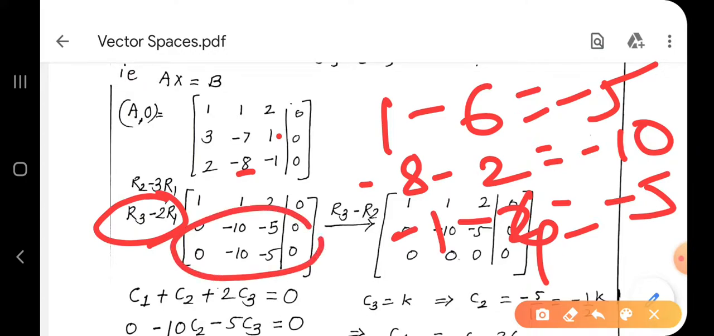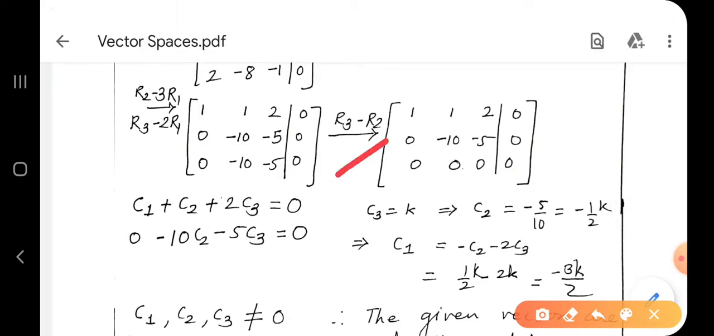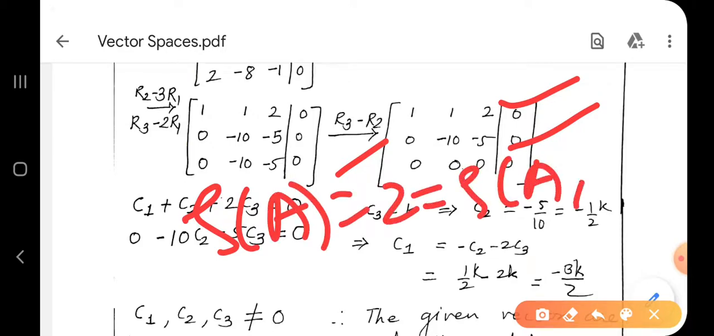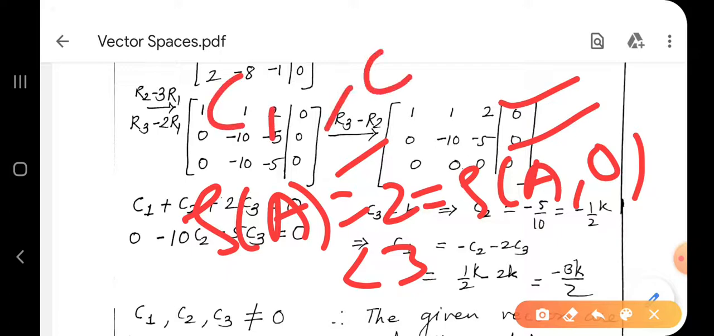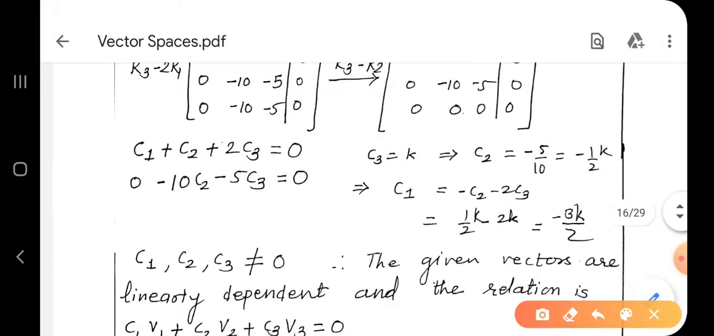Now you can see these two rows are the same. So only one operation and the last row becomes 0. So R3 minus R2, and the last row is 0. So I get 1, 1, 2; 0, minus 10, minus 5; and 0, 0, 0. So what is the rank of A? Rank of A is 2, and rank of A0 is also 2. And how many unknowns? It is less than 3. The unknowns are C1, C2, C3. Correct? So I get infinitely many solutions, so I get the answer in terms of T.